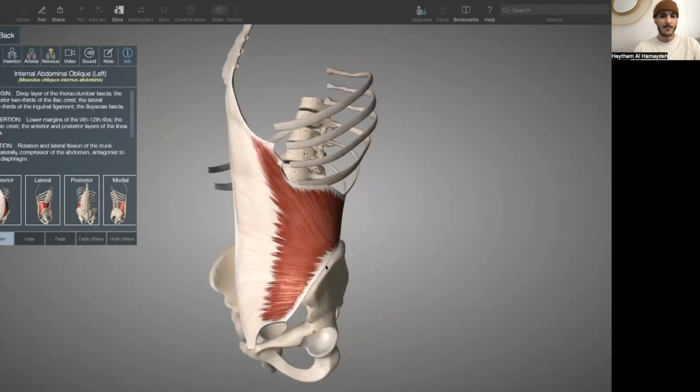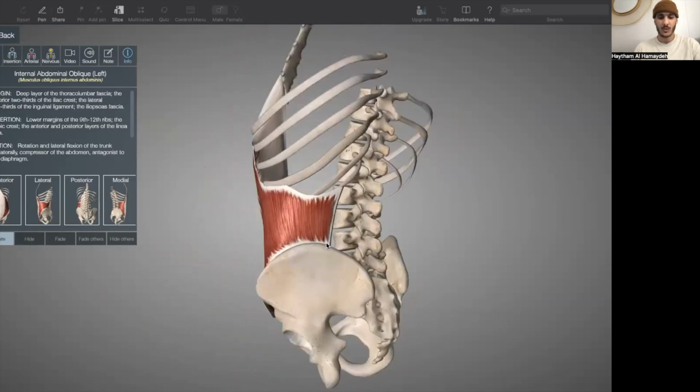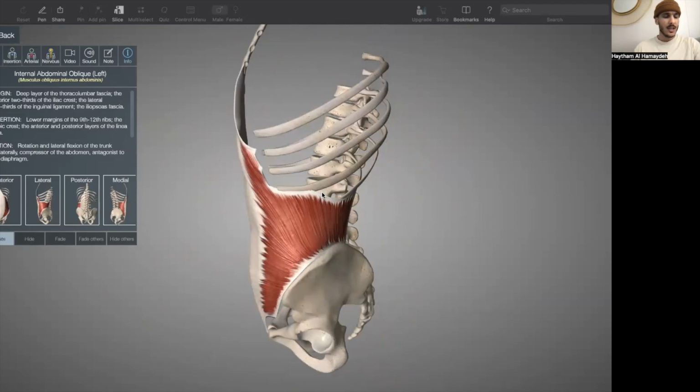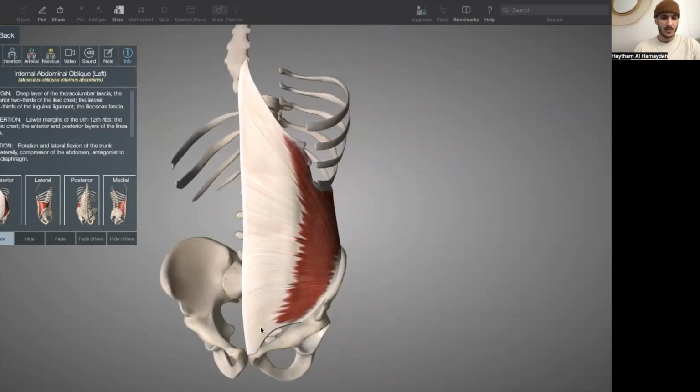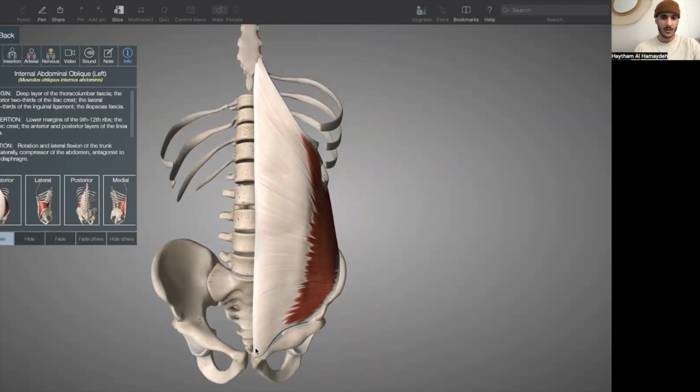So that's the origin. The insertion: lower margins of the 9th to 12th ribs, right here. Okay, and the pubic crest right here, and the anterior and posterior layers of the linea alba. So that's the linea alba, all the way this line right here. Action: rotation and lateral flexion of the trunk ipsilaterally, compresses the abdomen, helps in expiration as well. Okay, and acts antagonistic to the diaphragm.